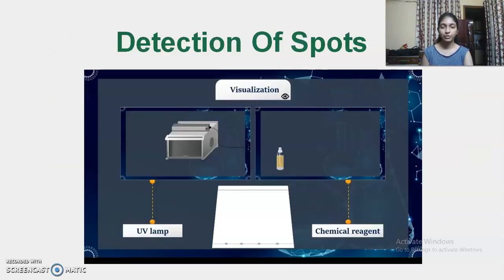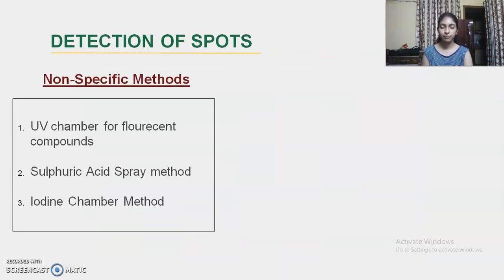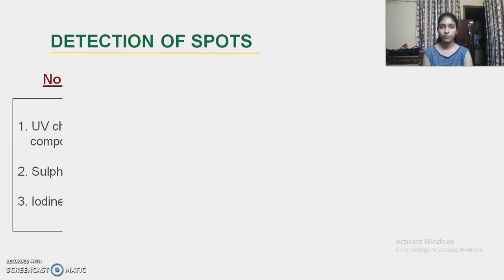After the development of the chromatogram, we go for the detection of spots. It can be by using physical methods or chemical methods. Certain non-specific methods are like UV chamber, sulfuric acid and iodine chambers. And certain specific methods where we use specific reagents like ninhydrin for amino acids, Dragendorff's reagent for alkaloids, and ferric chloride for phenolic compounds.